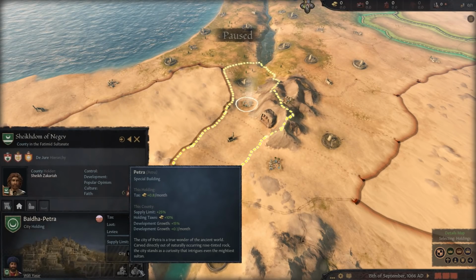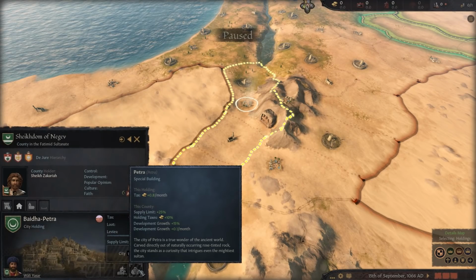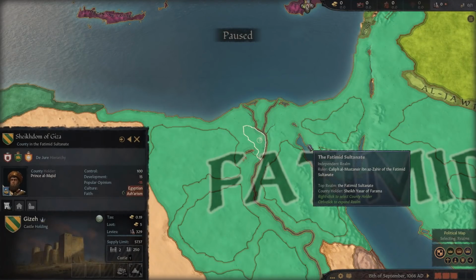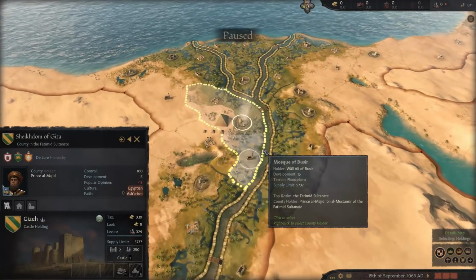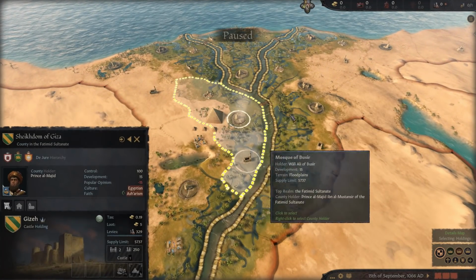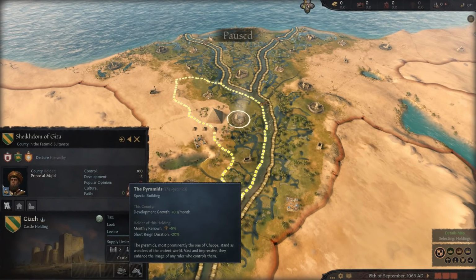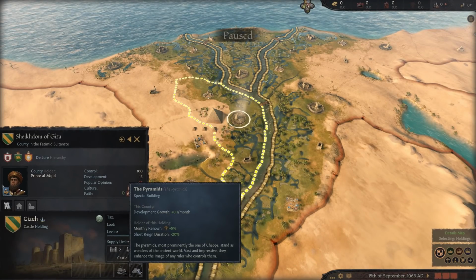On top of that, countywide gives you +25% supply limit, +10% holding taxes, +15% development growth, and +0.1 per month development growth. Staying with the Fatimids, we are heading down here, and you probably saw it before already when we were in this area. Right here, we have the pyramids of Giza even.